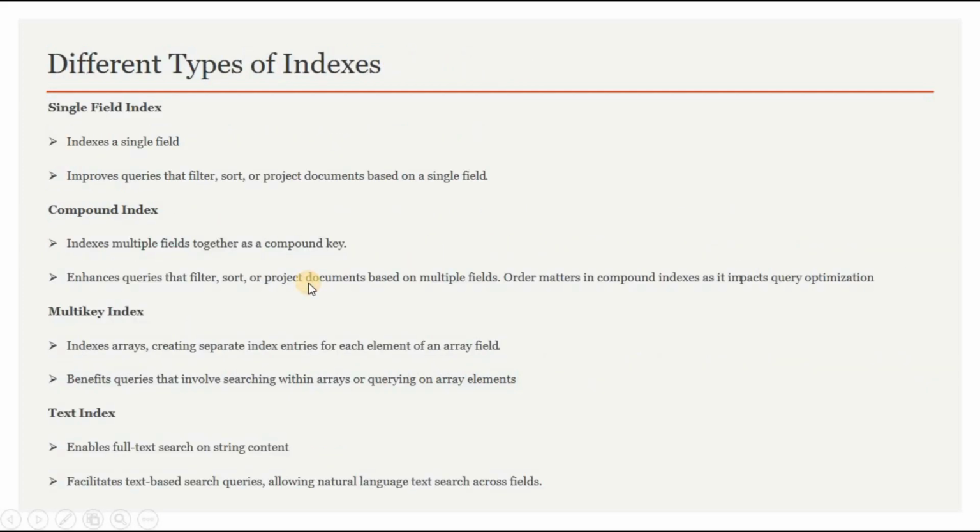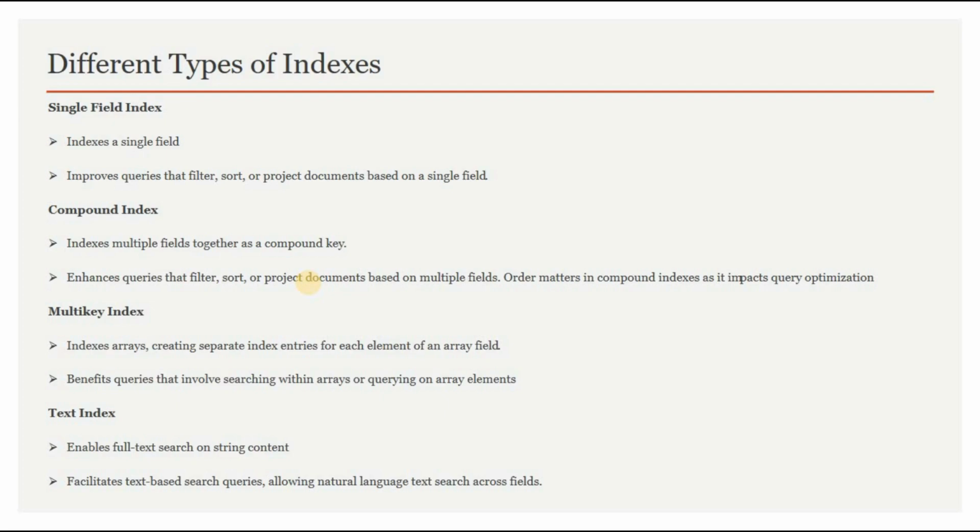Next, we will see the different types of indexes. So there are multiple types of indexes. We will discuss four types of indexes. First is the single field index. Indexes with a single field improve queries that filter, sort, or project documents based on a single field. So I will show you the single field index by example.